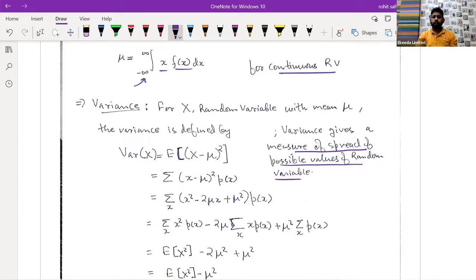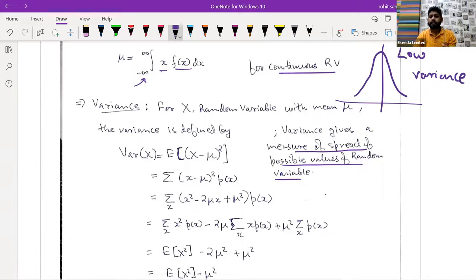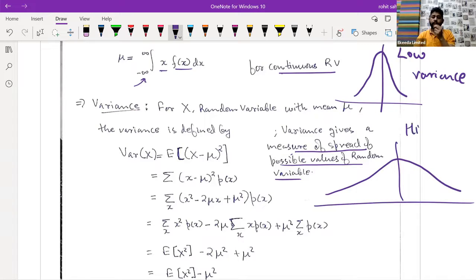Sometimes the values will be clustered about your mean. This is a low variance. I'm telling you because they also ask in terms of graphs; whatever they ask, you should have an idea of the graph. So low variance is clustered, but then let's say it's scattered. Again, the mean is somewhere around. So this is high variance.